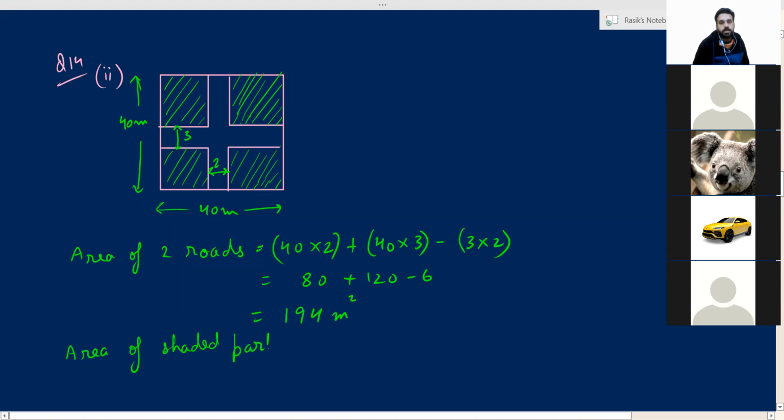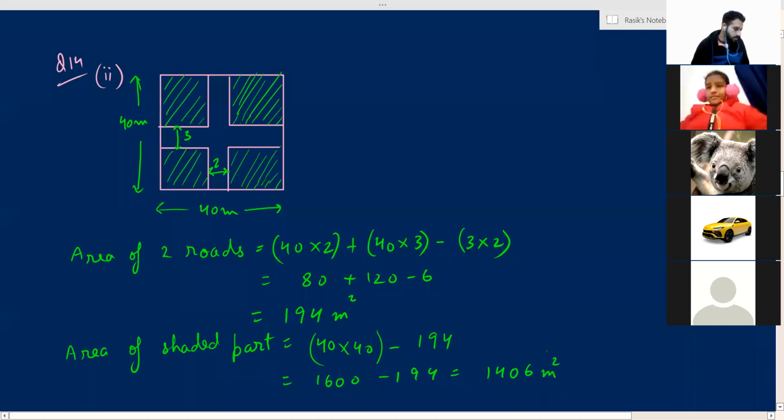Now area of shaded region. Area of shaded part is equal to area of a square minus area of roads. Area of a square is 40 into 40. Area of roads we have already got, 194. So 1600 minus 194 is equal to 1406. Am I right? 1406 meters square. Very good. Sir, after area of two roads, 194 meter square, have you written something? Yes, beta, I have calculated the area of shaded part.